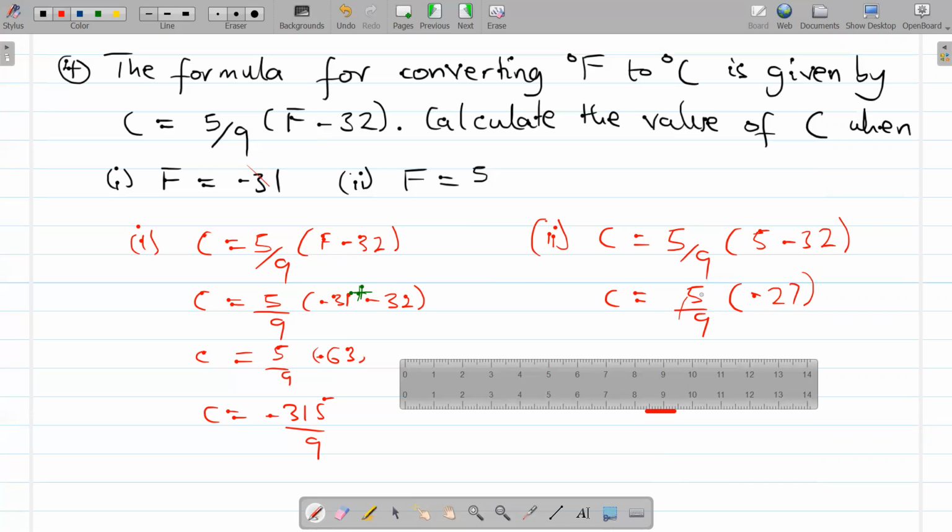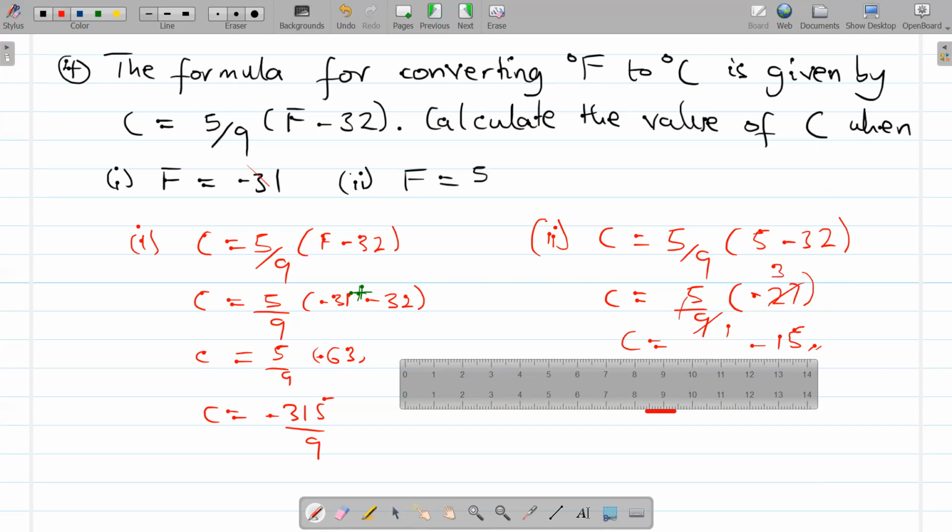Okay, so 5 times minus 27, what are we going to get? Let's look at this. 9 goes into 27, how many times? 3. So 9 here, 1. 9 here, what? 3. So we end up with C being equal to 5 multiplied by minus 3. That gives you what? Minus 15.